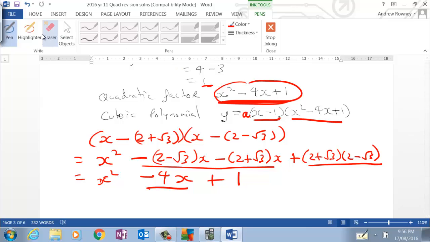Okay, because really it's doing the same thing. When you do outers and inners, you are doing the sum, and when you're doing the lasts, you are doing the product.